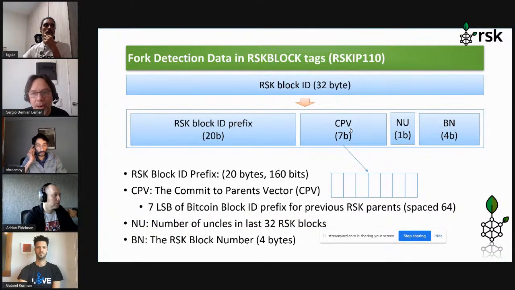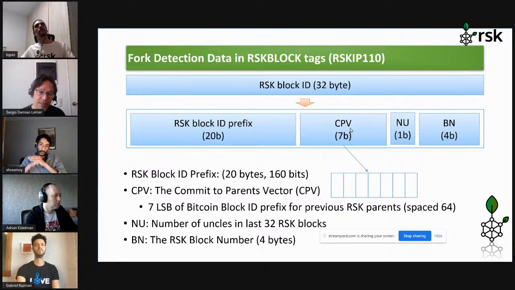How this is done with Armadillo, RSKIP 110. The original RSK block ID was split into several fields. One is still the RSK block ID, but now it's shorter, 20 bytes. And we added a field called commit to parents vector, which has these checkpoints to the previous blocks that we use to find the overlap. Then we have a field that specifies the number of uncles in the last 32 blocks, and then the block number. All these fields are very important to be able to reconstruct this graph.